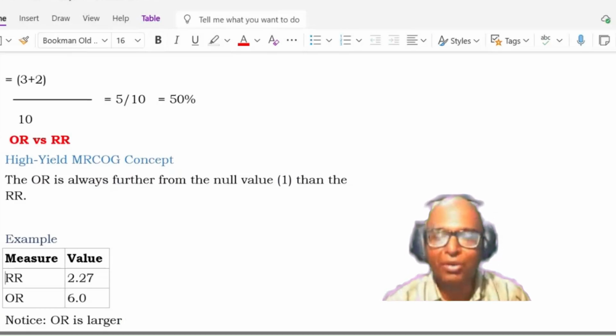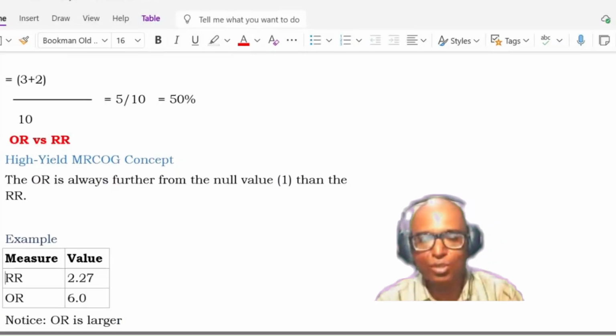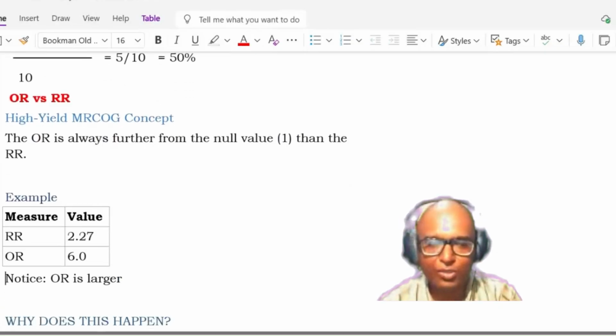Now if you calculate the odds ratio for the same population and calculate the relative risk for the same population, you will find the odds ratio is higher than the relative risk. Because in relative risk, what you do is A upon A plus B, so your denominator is higher in the relative risk. So the relative risk will always be lower than the odds ratio.